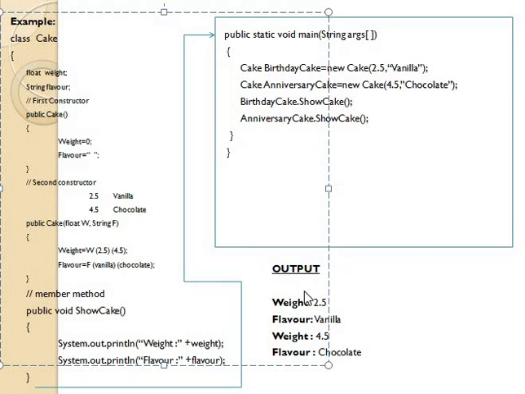So in the output, the first piece of weight and flavor shows the values 2.5 and vanilla, and this was when the object birthday cake was created. And the second piece of weight and flavor shows the value 4.5 and chocolate, and this was when the object anniversary cake was created.